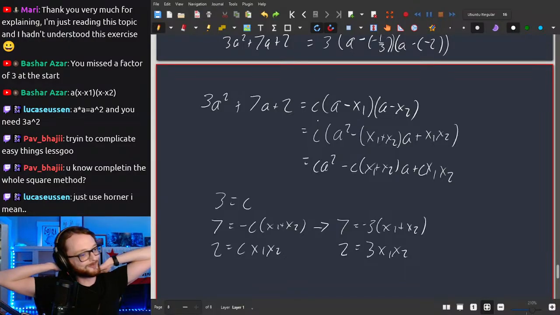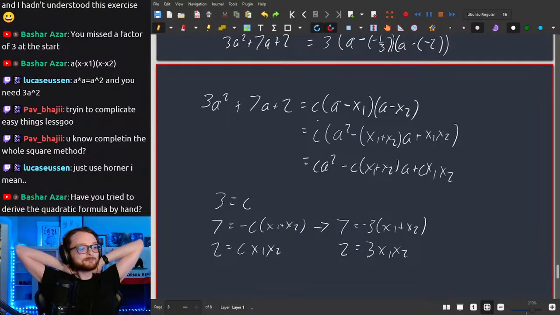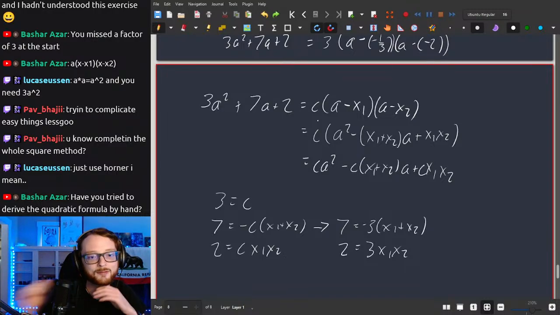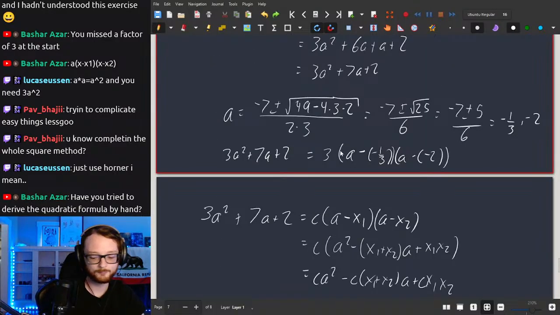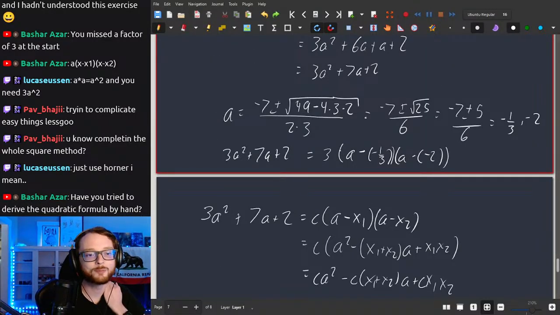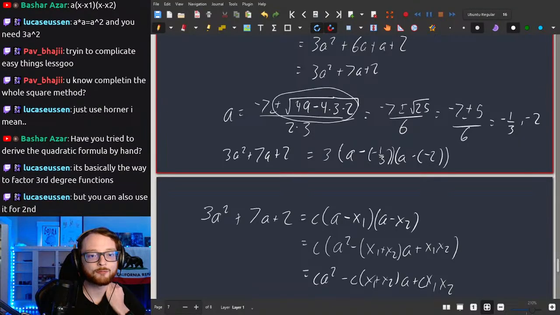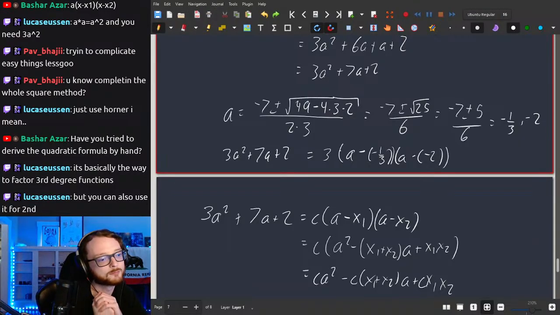I forget what Horner means, Lucas, I'm sorry. No, Bashar, I don't know how it's derived, to be honest. I know that geometrically, like the minus b over 2a part gives you the x coordinate of the vertex, and then the discriminant is like how much you offset. I don't know how you arrive to that though.